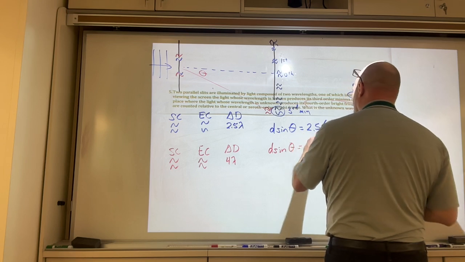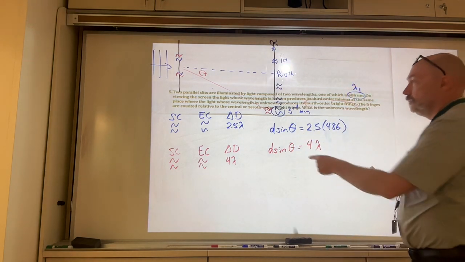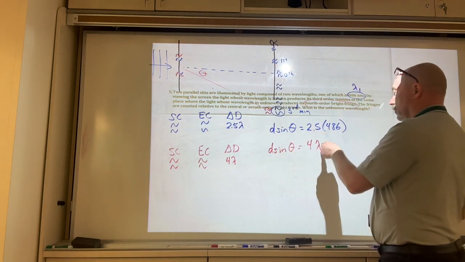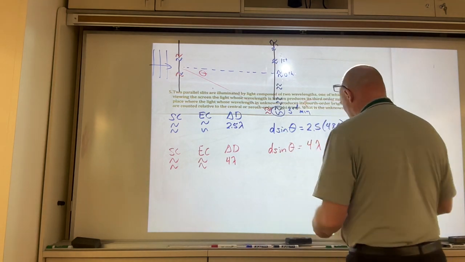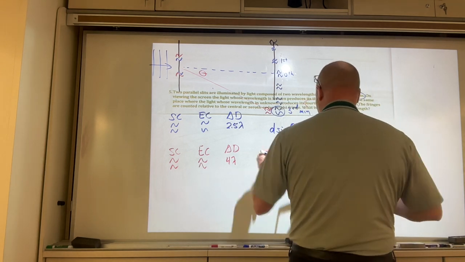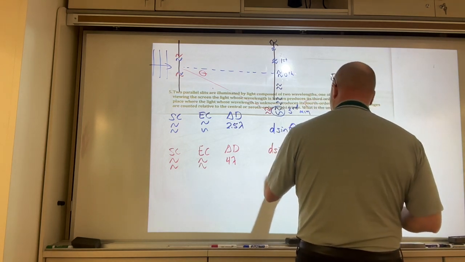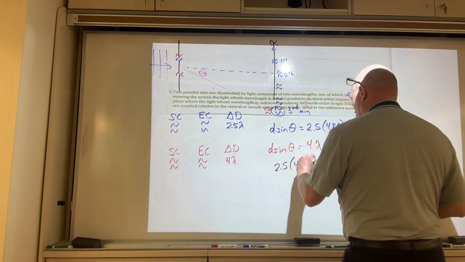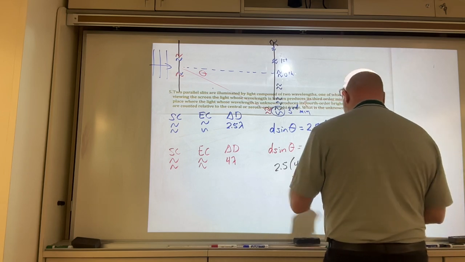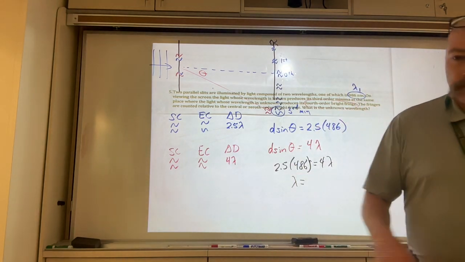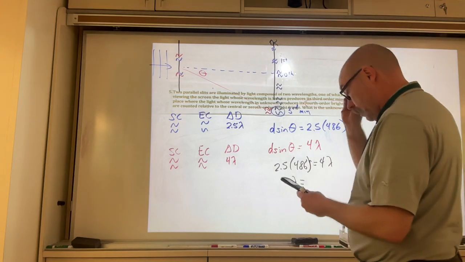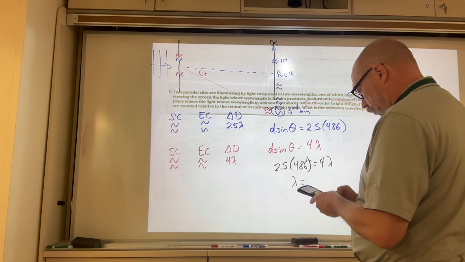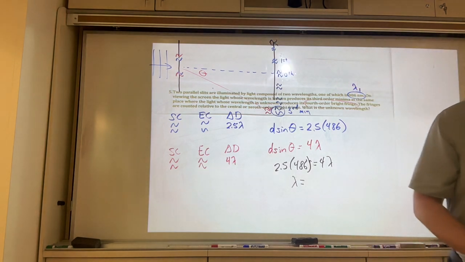It equals 4 times this. And then it's like, well, wait a second. d, that's the same. It's the same angle. So then I just have to set this equal to this. And if you do that, so let's do that. I'm going to get 2.5 times 486 equals 4 times lambda. And then you can solve for lambda. And let me get my calculator and do the math. Okay. 2.5 times 486 divided by 4, and you get 303.